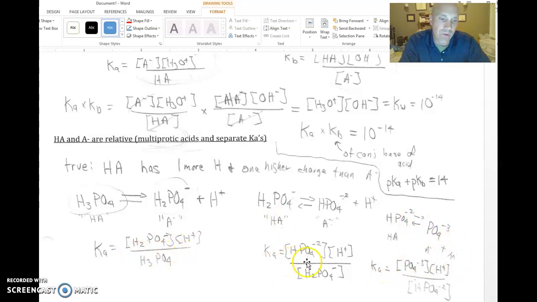The one thing I want to point out is that the numeric values of these 3 different Kas would all be different. This particular dissociation reaction is going to have its own Ka value, which corresponds to this. This one is going to have a totally different Ka value. Just because I wrote them both as Ka does not mean that they're the same number. They would actually be different Kas.